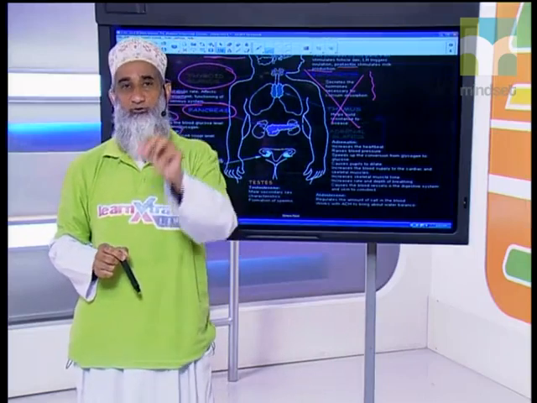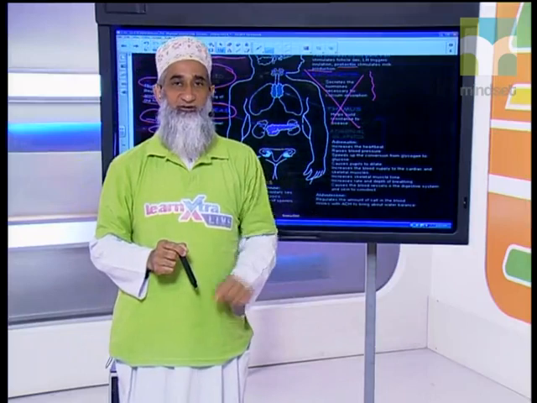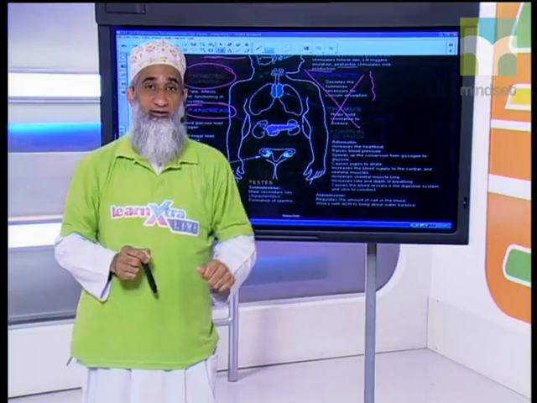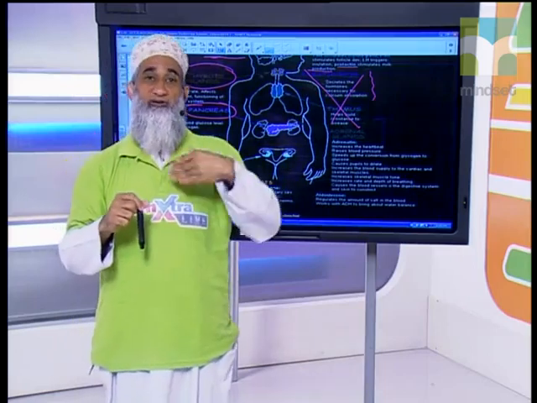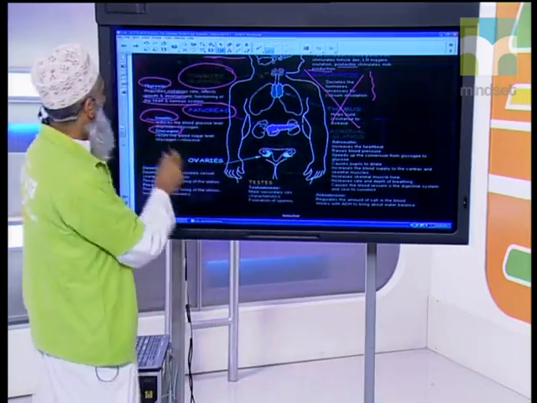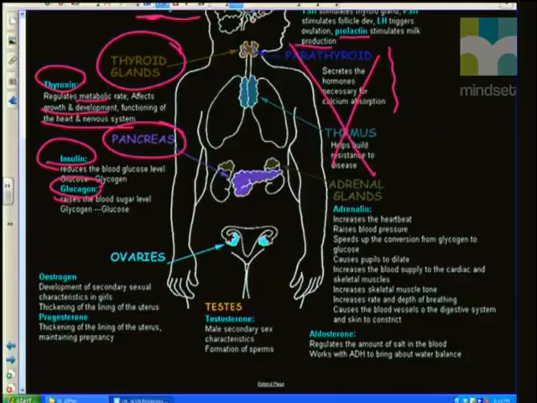It converts glucose into glycogen and fat to be stored in the liver, and it also stimulates the cells to absorb more glucose so you can use the glucose. Okay? And glucagon obviously then raises the blood sugar level by converting glycogen to glucose.